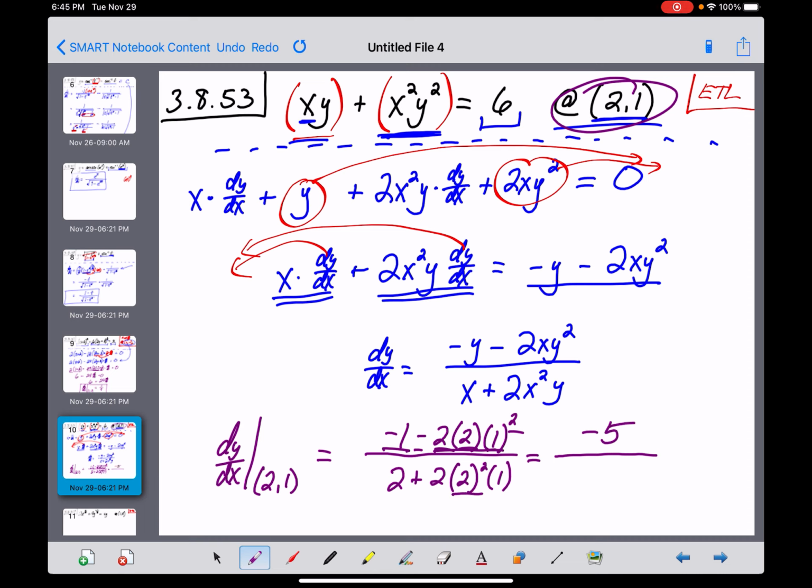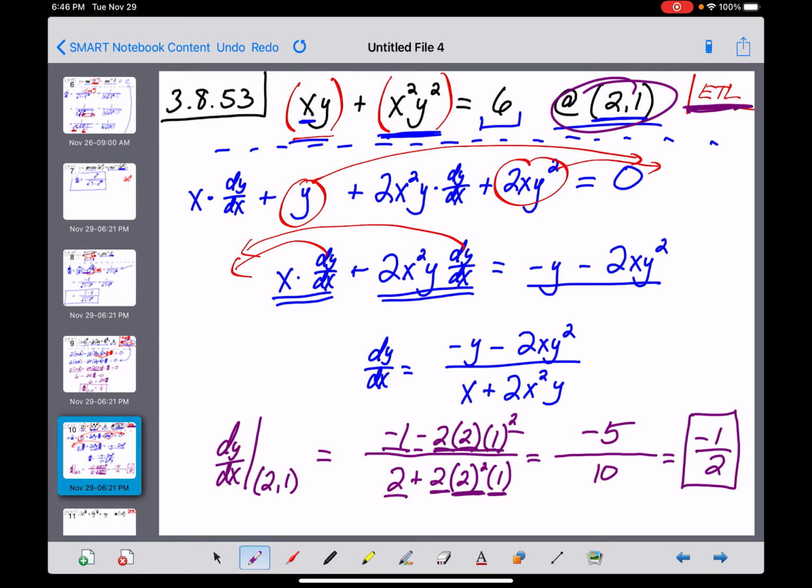Down on the bottom, 2 squared is 4. Times 2 is 8, times 1 is still 8. 2 plus that 8 is going to be a 10 on the bottom, and a negative 5 over 10 is going to leave us with a negative 1/2 for our numerical answer. So let me go ahead and sneak a peek at the solutions manual right here, and we came up with negative 1/2.